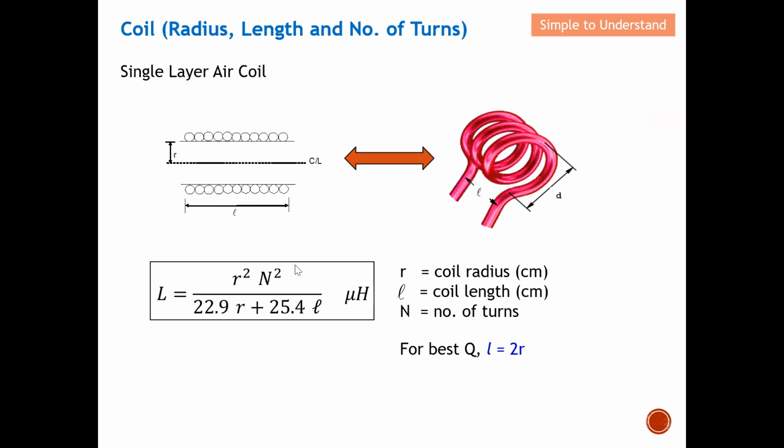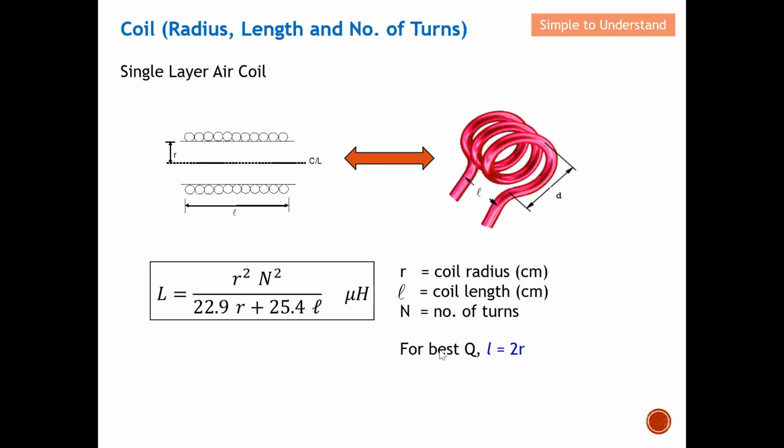So we can obtain the inductor value by substituting the three parameters: the radius, the length, and the number of turns, as you can see from here. R stands for the radius, N stands for the number of turns, and the length will be the length of the coil. So from here, you can easily calculate the value of the inductor.